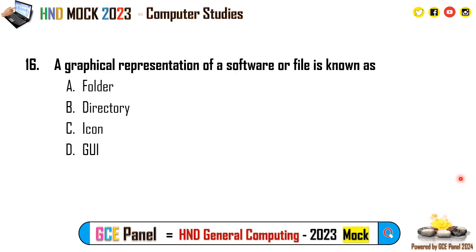A graphical representation of a software or file is known as, from the word graphical representation, so this is known as an icon, okay? This is an icon. All those small things that represent programs or folders, whatever on your computer desktop, these are icons. You can equally have icons in other places. Question 17.